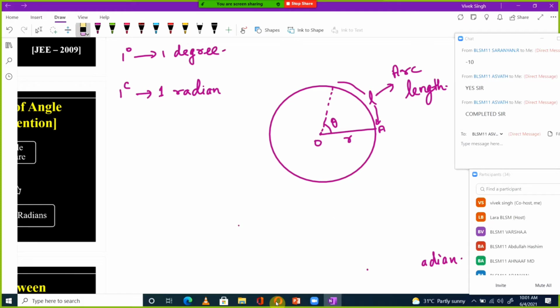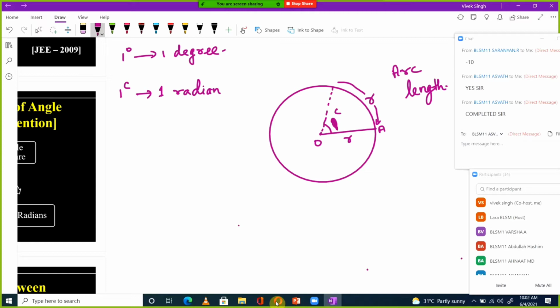So what is 1 radian? If you want to define 1 radian, what will it be? If this arc length L will be equal to the radius of the circle, then what will be the angle made by the arc? That will be your 1 radian. This angle will be your 1 radian.